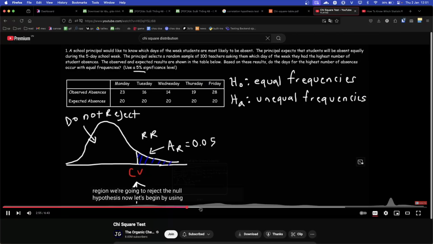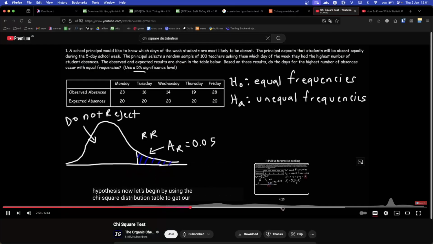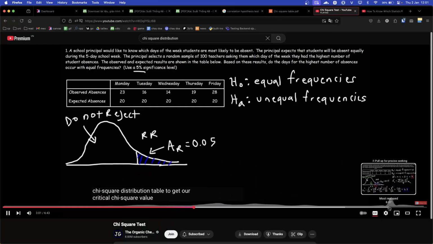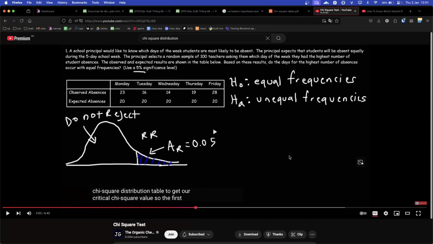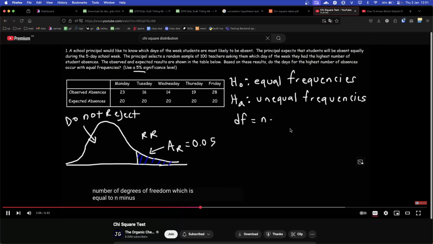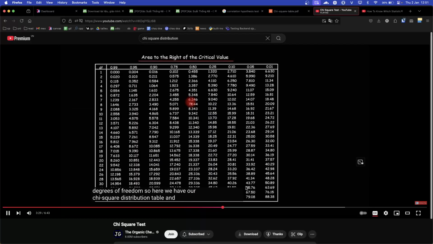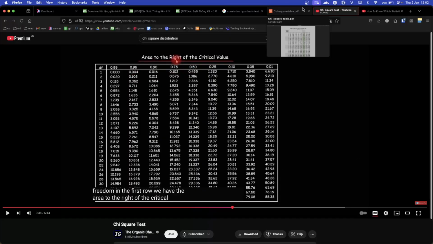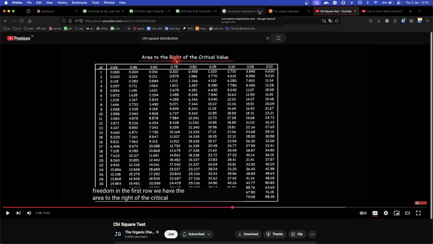Now, let's begin by using the chi-square distribution table to get our critical chi-square value. So the first thing we need to do is determine the number of degrees of freedom, which is equal to n minus 1. N is the number of categories our data is placed in. So the categories are the days of the week, which we're using 5 days of the week. In the chi-square distribution table, in the first column, we have the degrees of freedom. In the first row, we have the area to the right of the critical value.